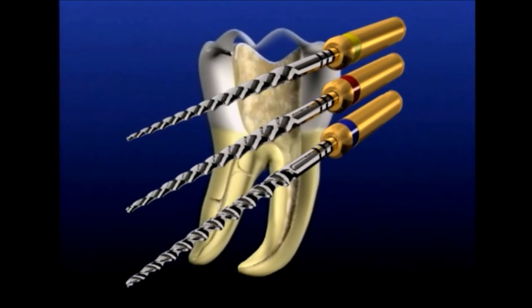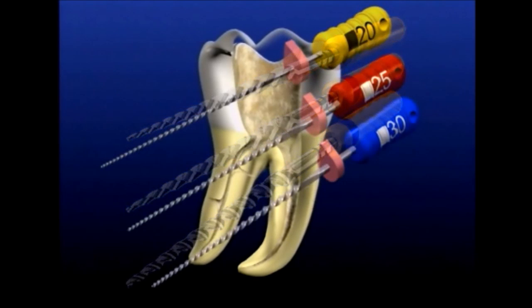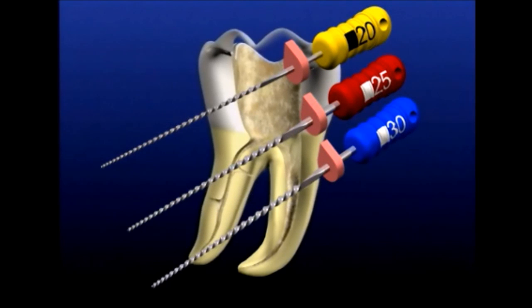There are 3 ProTaper finishing files, and their D0 diameters are 20, 25, and 30. As such, following their use, the foramen must be gauged using correspondingly sized 20, 25, and 30 hand files.